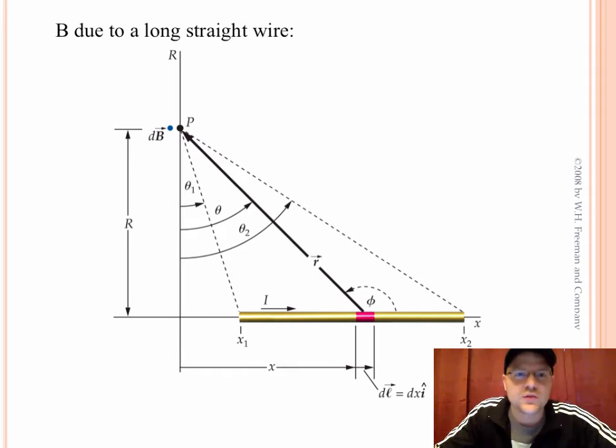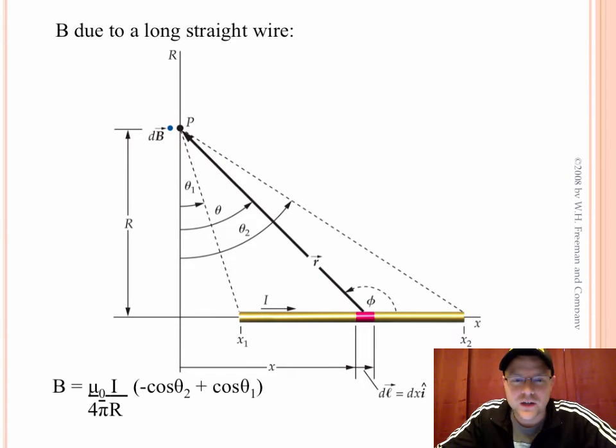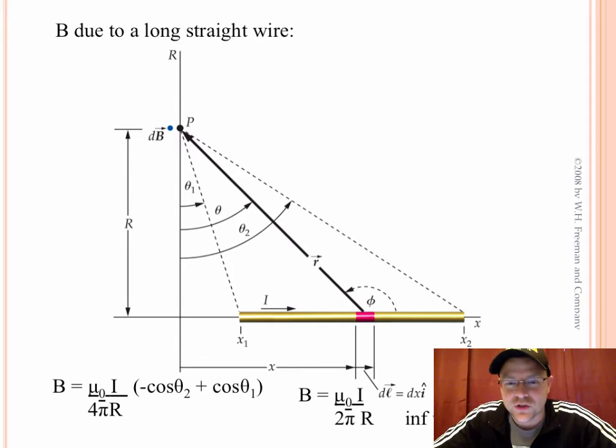So the magnetic field due to a long straight piece of wire ends up being mu 0 I over 4 pi r multiplied by negative cosine theta 2 plus cosine theta 1, and when we put in our extreme bounds between those two segments of the wire, we get an infinite line of charge, which is mu 0 I over 2 pi r, which is the relationship that we saw experimentally in the lab.